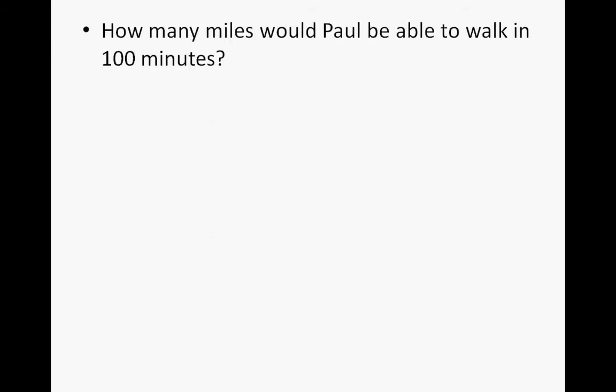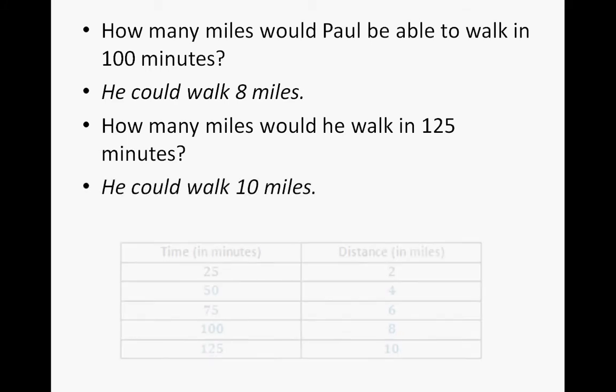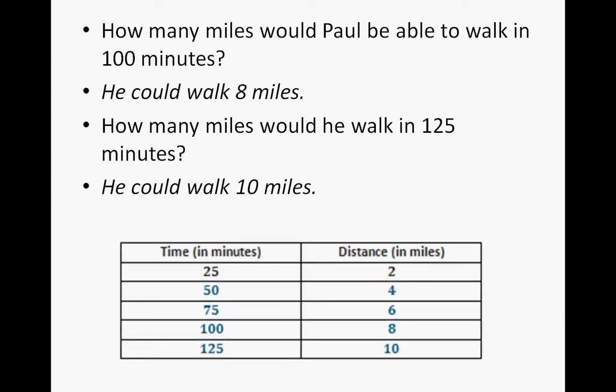So how many miles would Paul be able to walk in 100 minutes? Well, he could walk 8 miles. And how many miles would he walk in 125 minutes? He could walk 10 miles. So our table should look something similar to this.